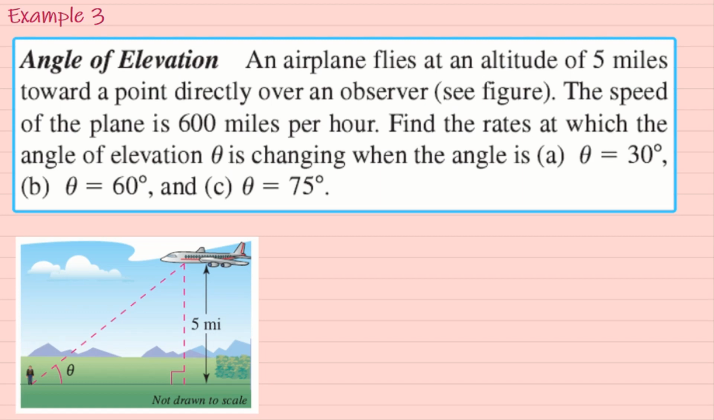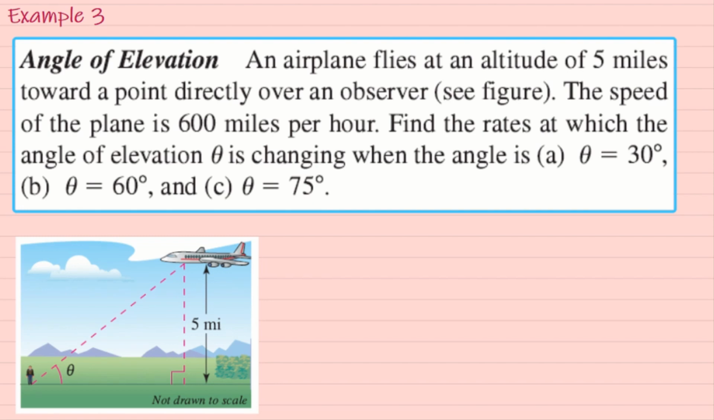Let us solve a problem involving angle of elevation. An airplane flies at an altitude of 5 miles toward the point directly over an observer. The speed of the plane is 600 miles per hour. We are asked to find the rates at which the angle of elevation theta is changing when the angle is A) 30 degrees, B) 60 degrees, and C) 75 degrees.